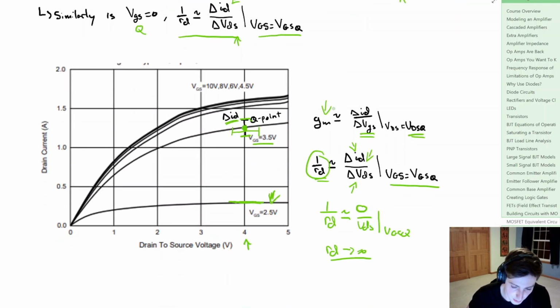In the next video, we'll look at an amplifier circuit, and that should answer any questions that this video may have left.